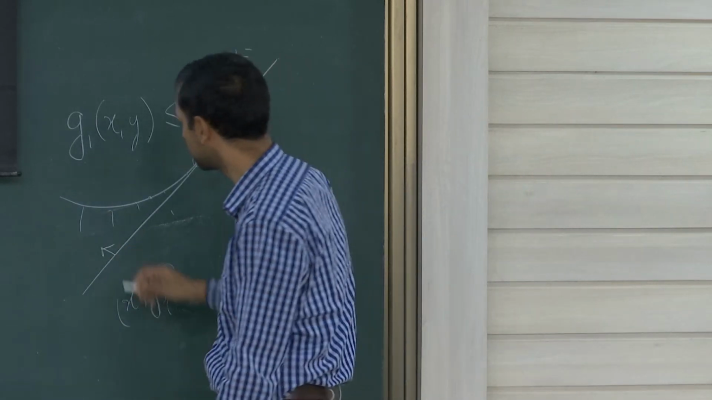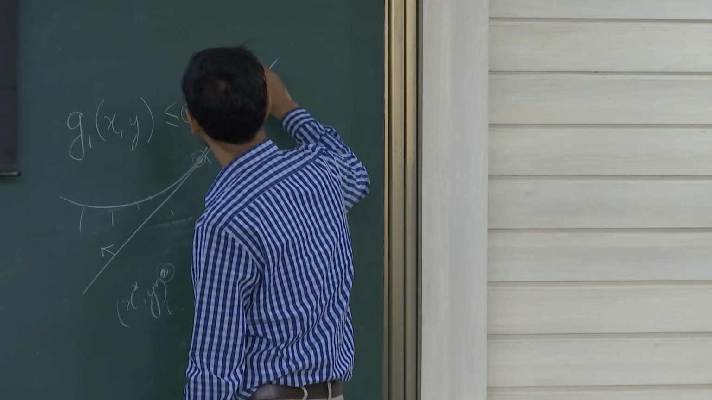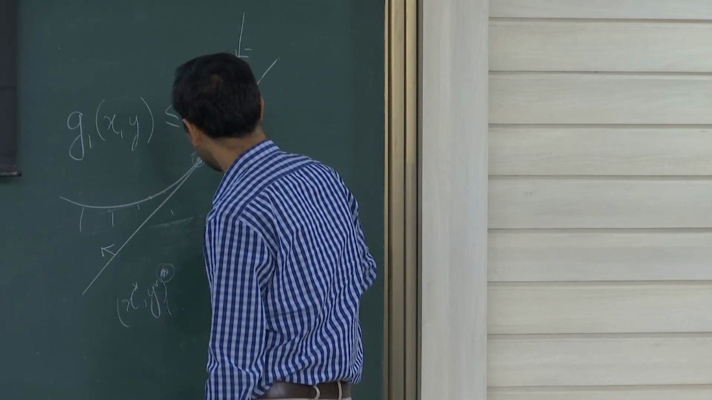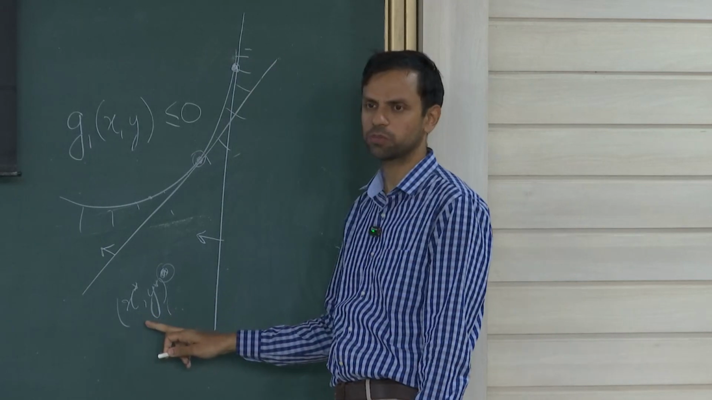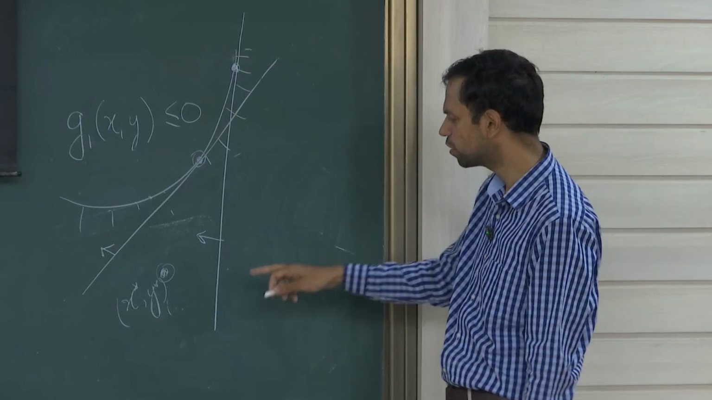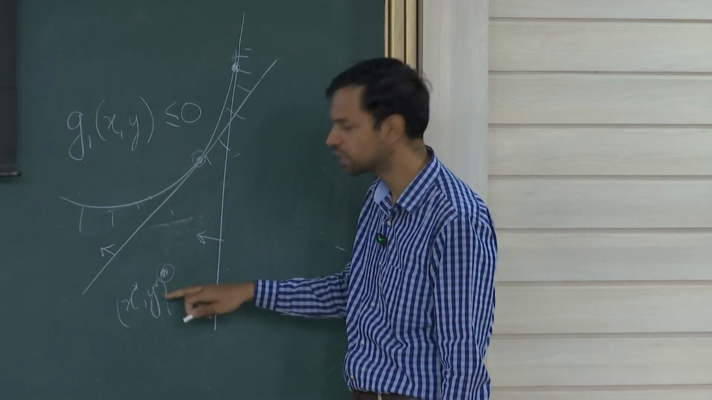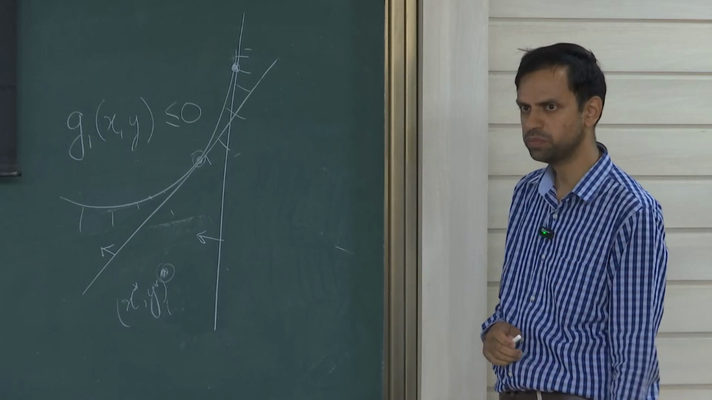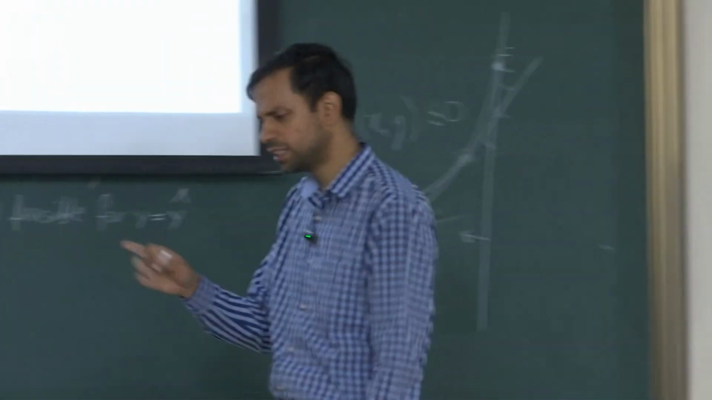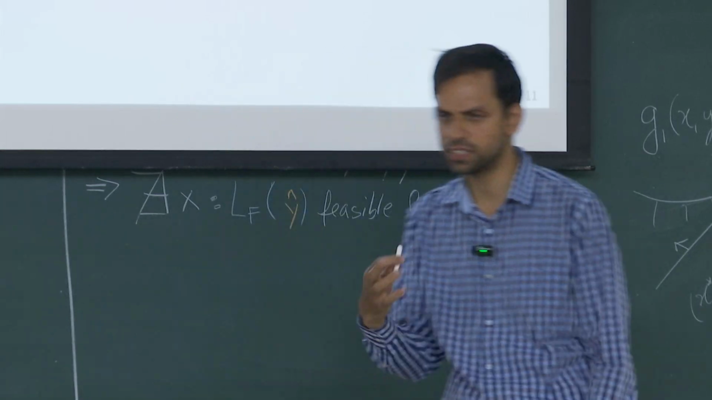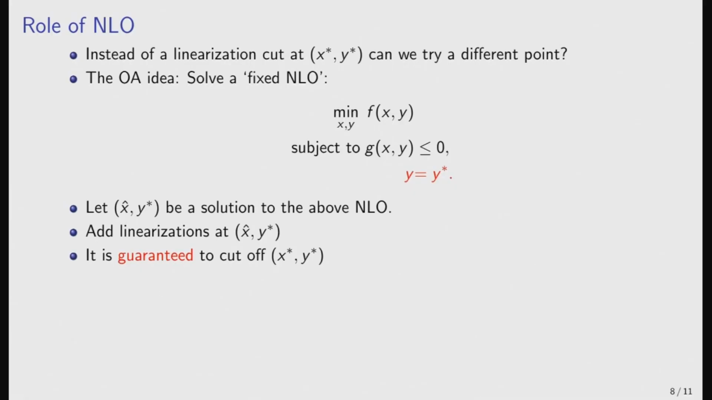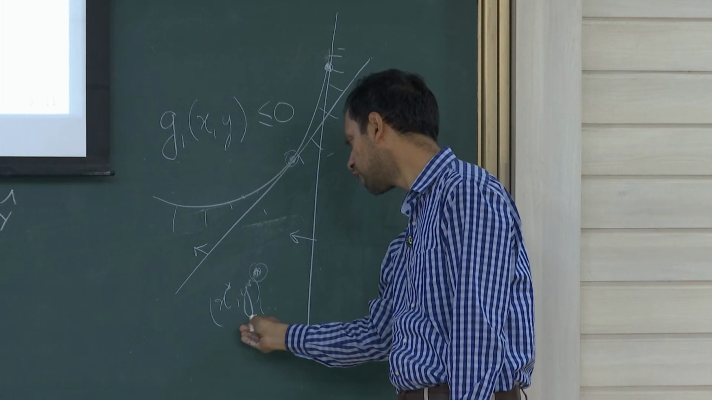So, for example, suppose I add an inequality at this point. This cut is not going to chop off this point. So I need to be smart enough to find a cut which is tight as well as cuts off the current point. That is the main idea of solving this fixed NLP, where you take the original MINLO and fix all the integer variables to the same value that you got from the MILP.